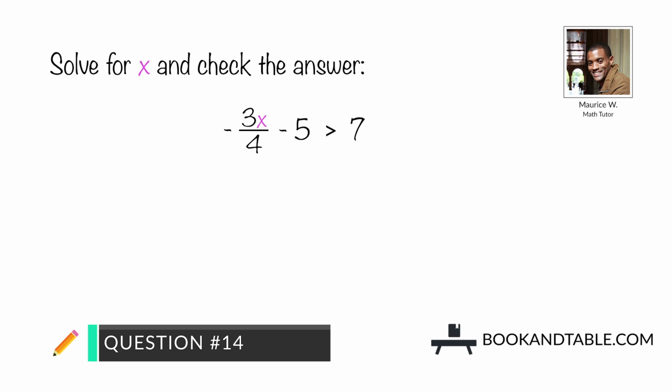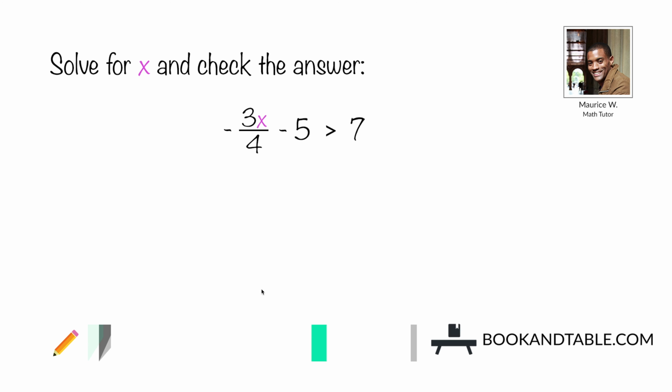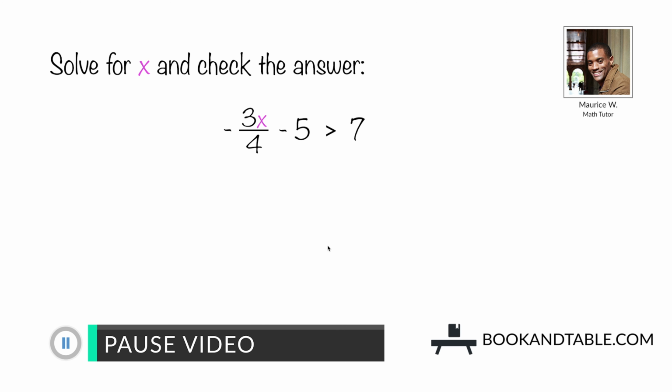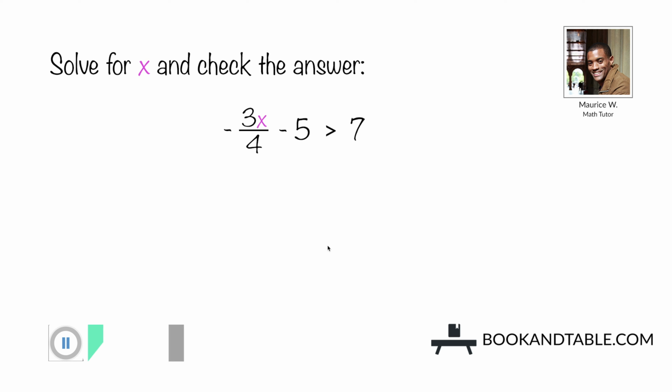Question number 14. Solve for x and check the answer. -3x over 4 minus 5 is greater than 7. Pause the video, answer this question, and then press play when you are ready.